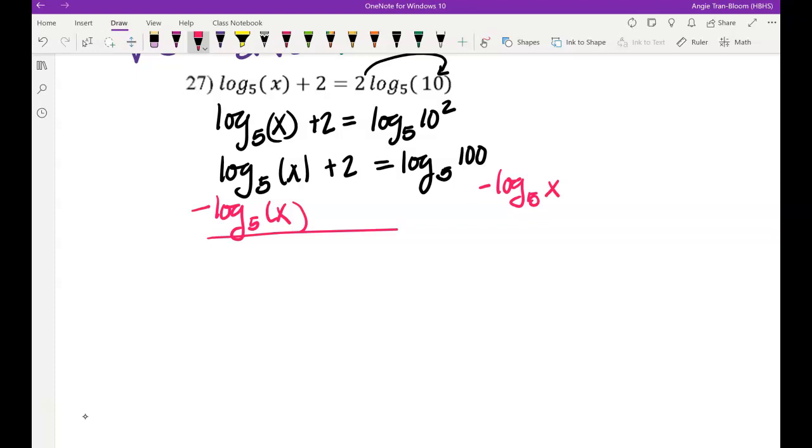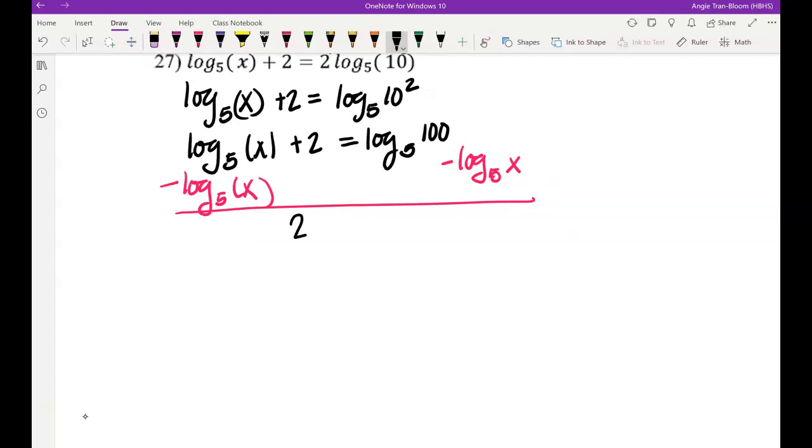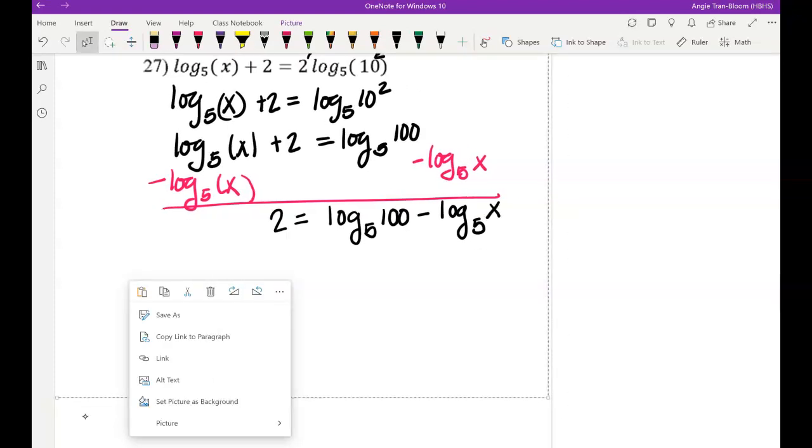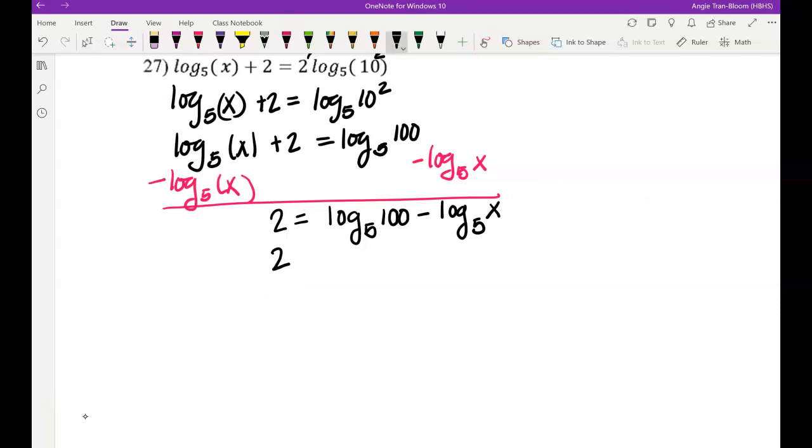Okay. So that will allow us to have the 2 by itself, because that has no log at all. And then over here on the right side, since we have 2 log terms, and it is by subtraction, we could rewrite it as a division. I'm trying to pinch it in because my computer does not like it when I expand it out. Okay, so 2 equals log base 5 of 100 divided by x.